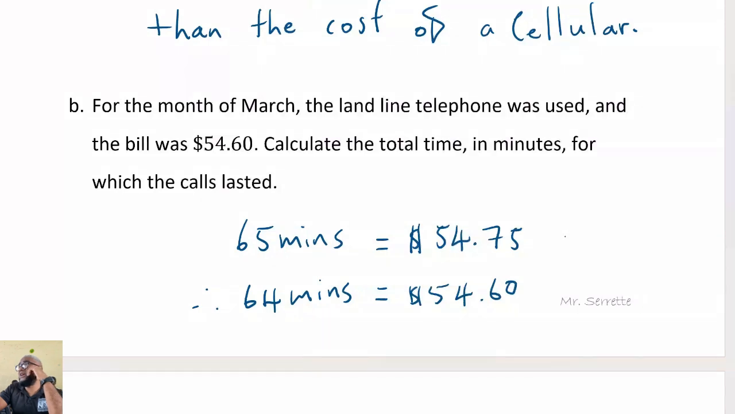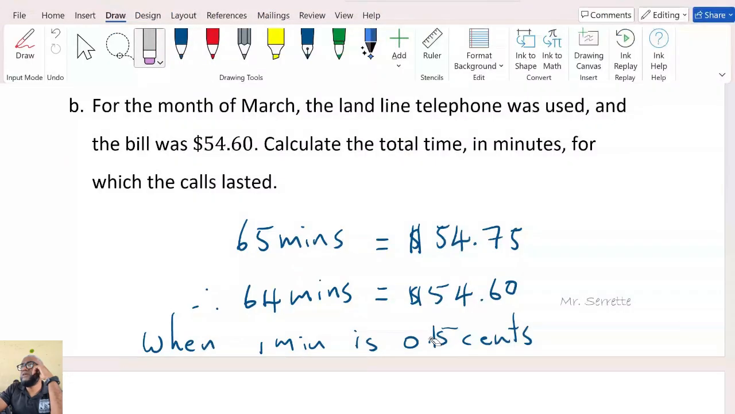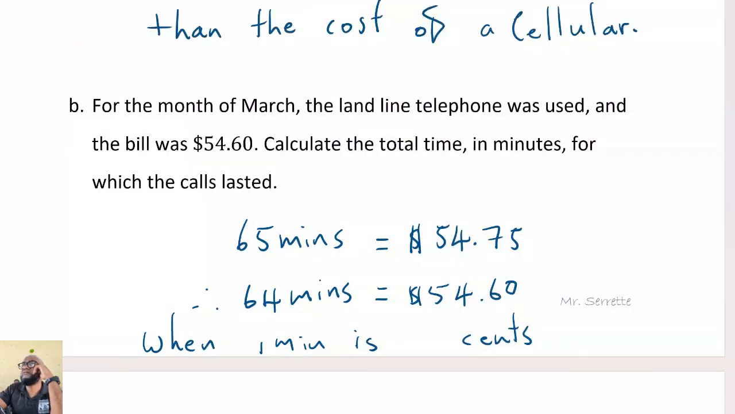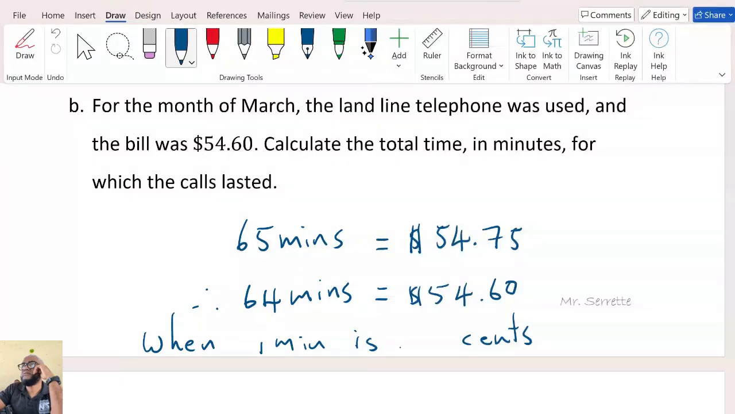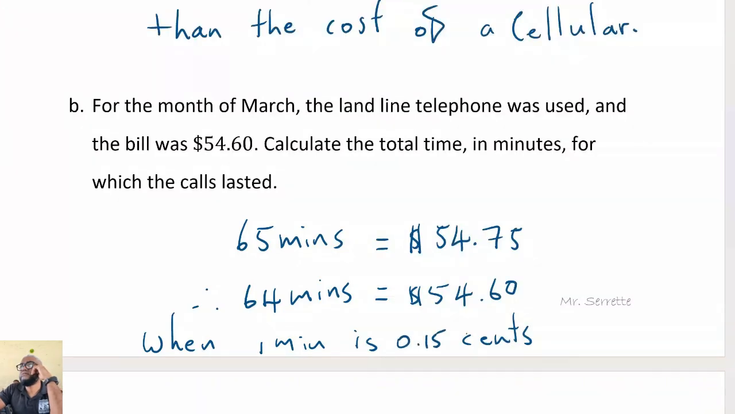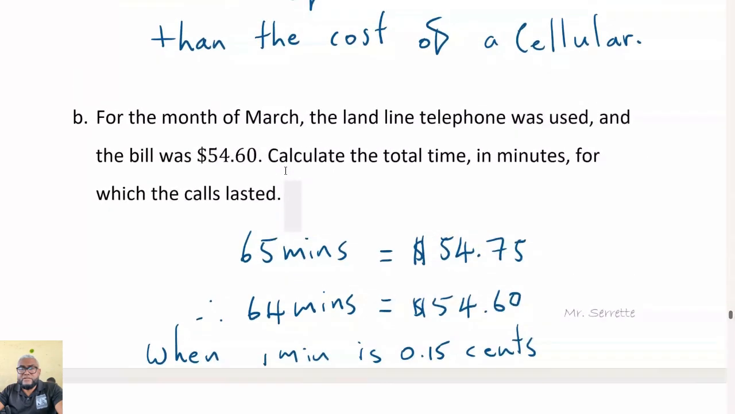1 minute less, right? And I can put here that 1 minute is 15 cents. Okay? So we're going to write this a little better. Everybody good there? So we're going from the top.